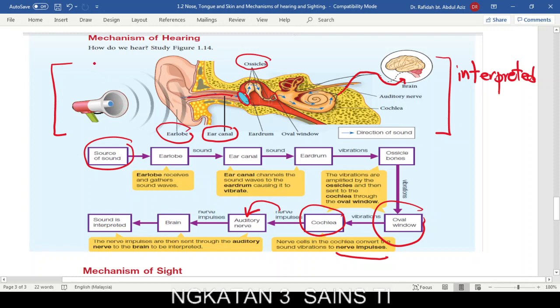So this is the mechanism of hearing. You have to remember the flow of how the hearing process occurs.